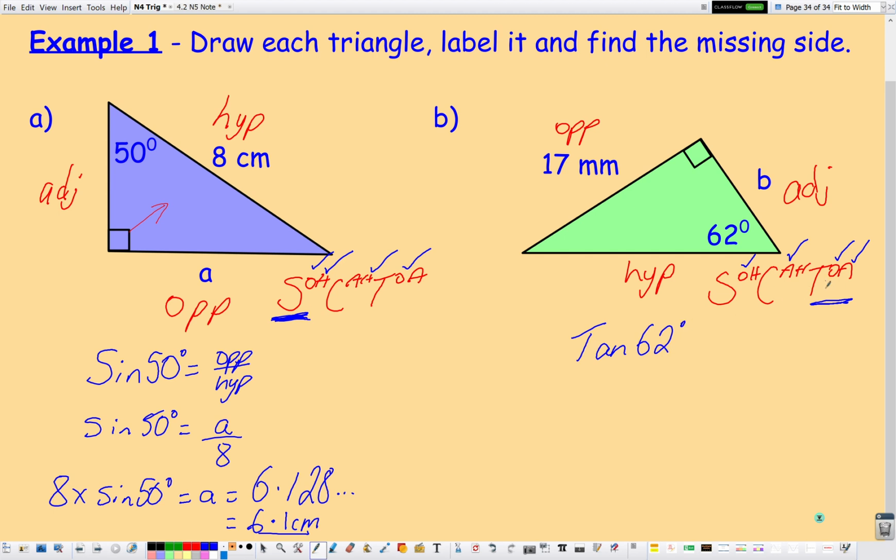And remember, if you can't remember which way round it is, it's just the order that we've written in there. So TOA means it's O over A, so opposite over adjacent. TOA, opposite over adjacent, TOA.